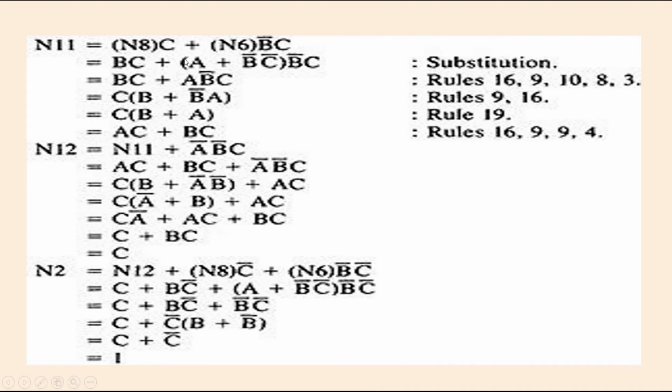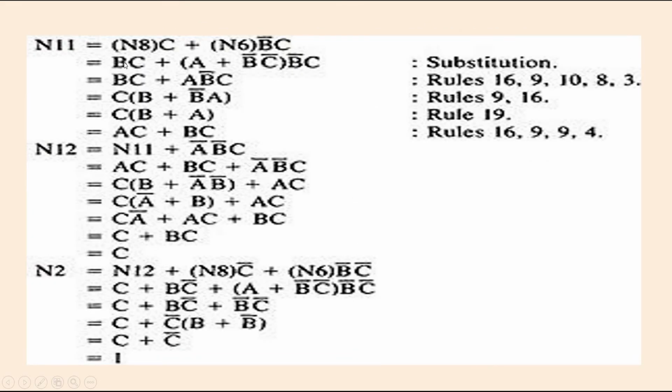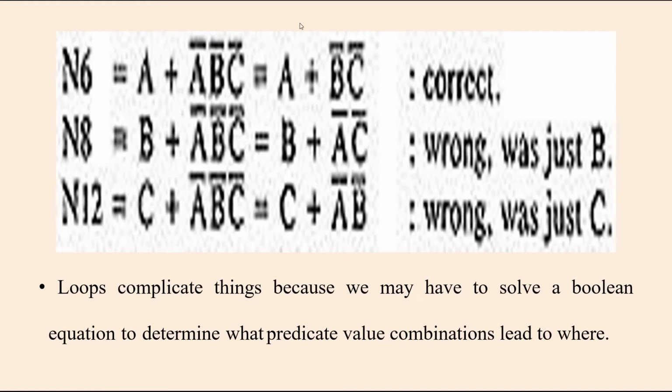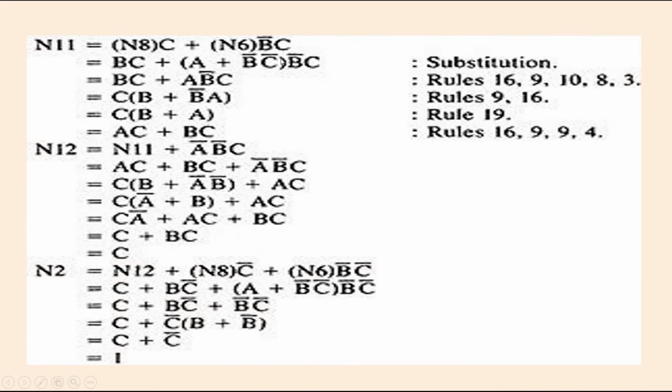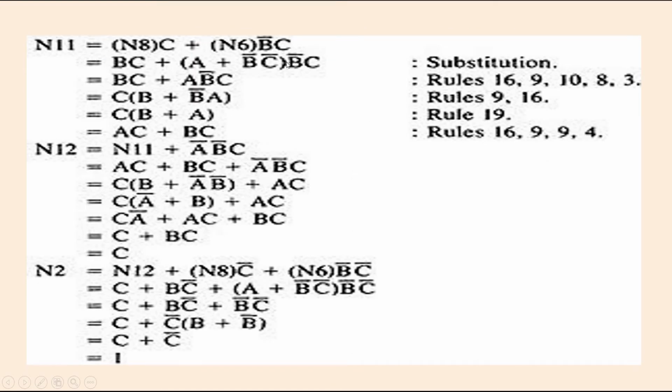So what is N8 here? We simplified the N8 now. So what is the N8 here? We simplified, we got here it is B, right? So B into C plus, what is N6? We simplified this one also. N6 is A plus B bar into C bar. Okay, so (A plus B bar into C bar) into B bar into C. We have substituted this. Now we are applying rules number 16, 9, 10, 8, 3. So what are the rules 16, 9, 10, 8, 3 in the table?